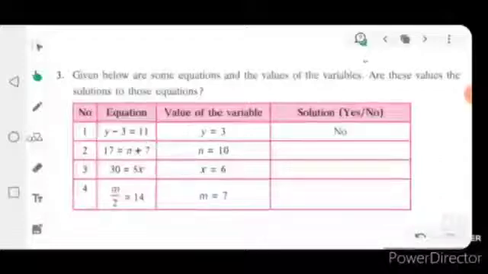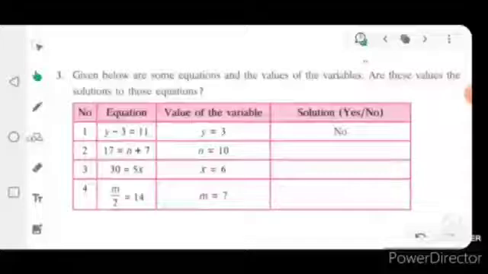Students, I hope you understand my point clearly. So what should be the value of y here in this equation? We can say that 8 plus 3 is equal to 11. So the value of y should be 8. Then the solution is correct. Y is equal to 3 is not a correct solution of this particular equation.